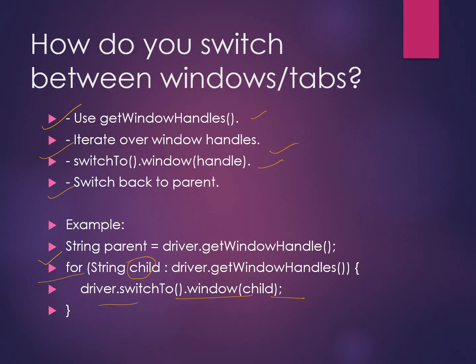This is the way. Use the getWindowHandles function, iterate each window handle, switch to the window handle, and switch back to the parent. This is the parent window, and with the main driver.getWindowHandles we are iterating each window element, then doing driver.switchTo().window(child). We are switching from the parent window or current window to the child window.